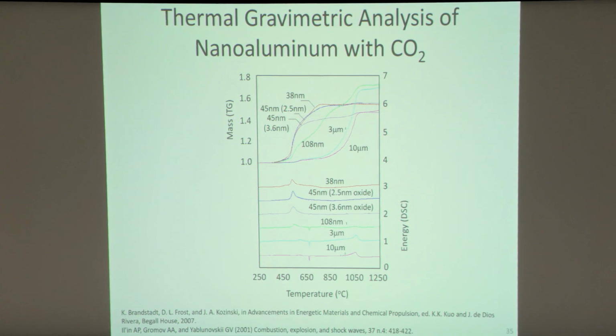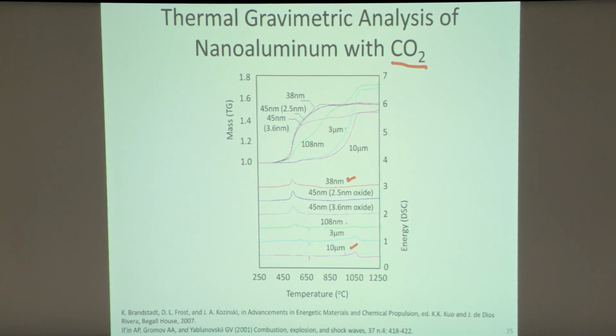These are slow heating rate experiments in a thermogravimetric analyzer. So again, I put some nanoparticles in a cup and I slowly heat them and I look at what the mass loss is or what the exothermicity is at a particular temperature. In this particular case, the nanoaluminum was reacting with CO2. And if I follow the curves here, I look at different size particles, for example, 38 nanometers all the way up to 10 micron.